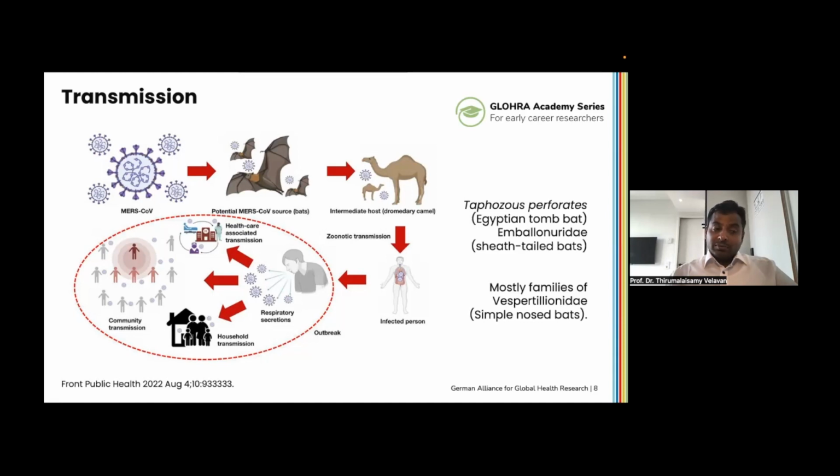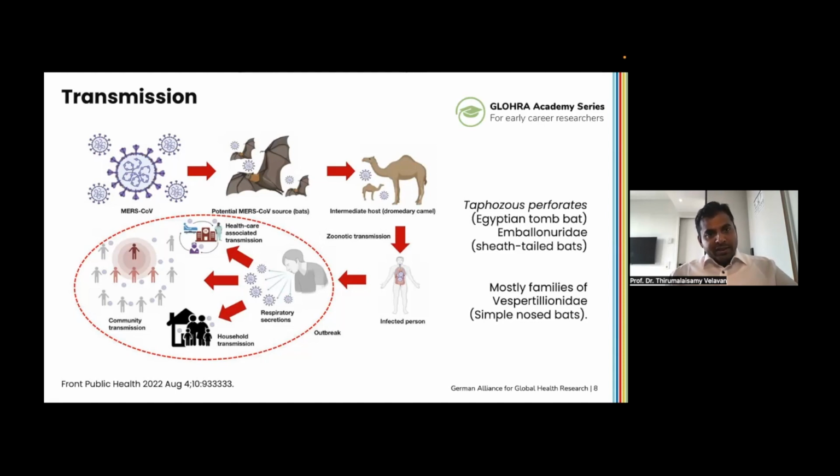Therefore, you may ask what the reason might be. In Saudi Arabia, people eat camel meat, drink camel milk, and equally, some people drink camel urine. There are recommendations that people should eat fully cooked camel meat, drink pasteurized camel milk, and avoid drinking camel urine.